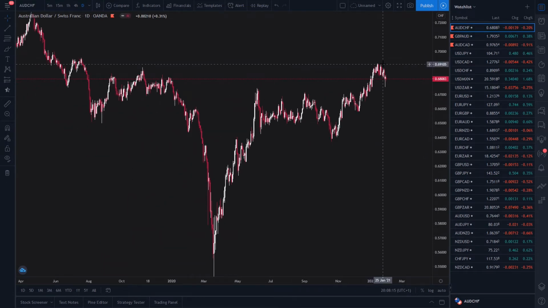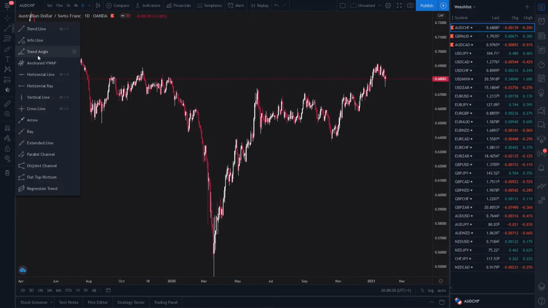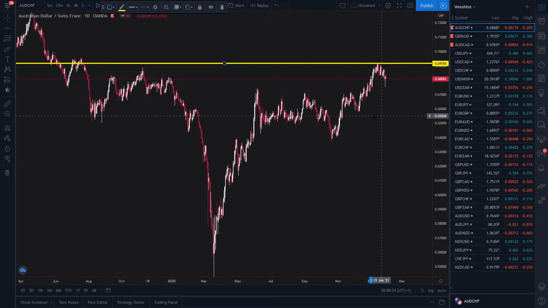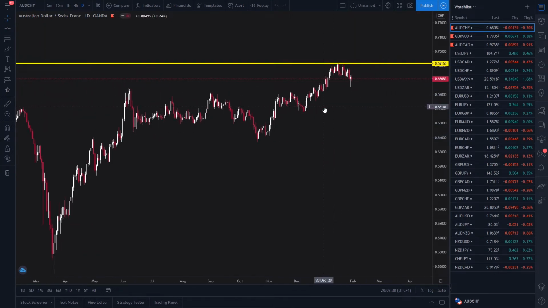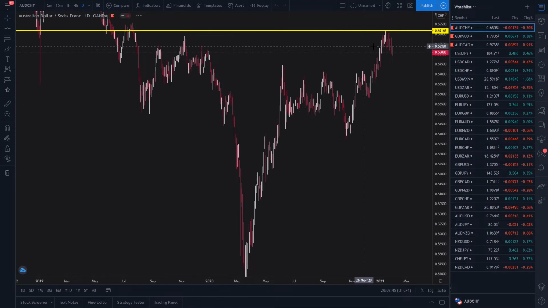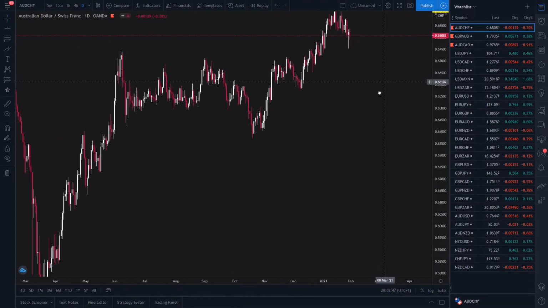We can see the last peak was here, so I'm gonna draw a horizontal line on this level, and we can say this level was confirmed as a resistance because we had a drop down from that level, and so we are going to look for a sell on this pair.